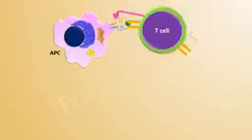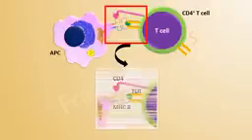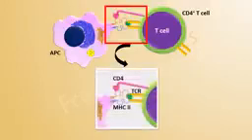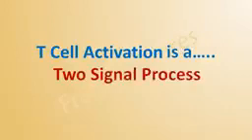These cells migrate from the site of infection to the lymph nodes, where they present antigen to the recirculating naive T cells. These cells are CD4 positive naive cells because they recognize the MHC2 peptide complex displayed by the antigen presenting cell. The activation of this naive T cell requires two signals. So, T cell activation is a two-signal process. Let's see what these signals are.